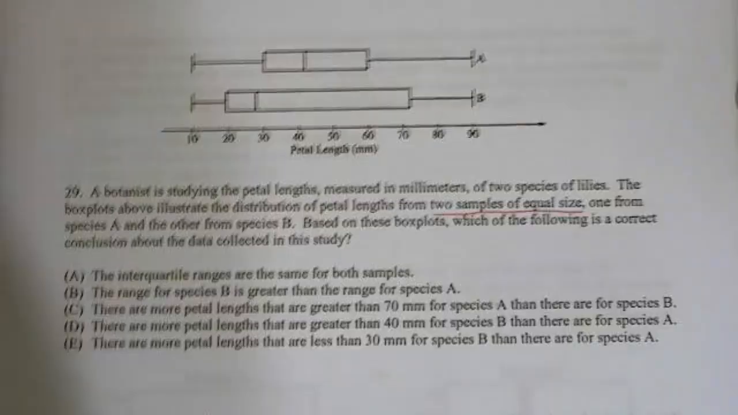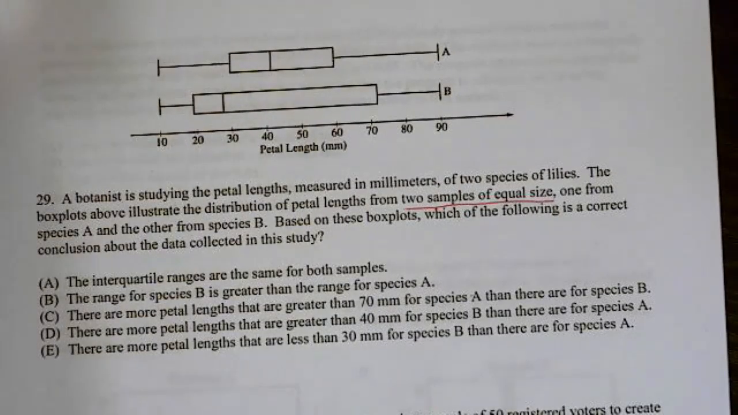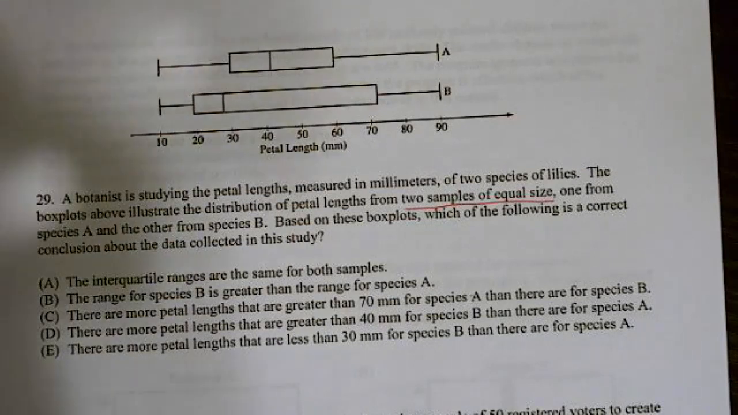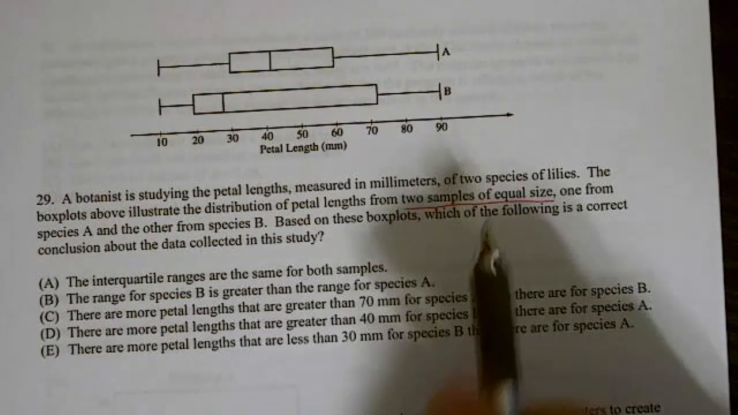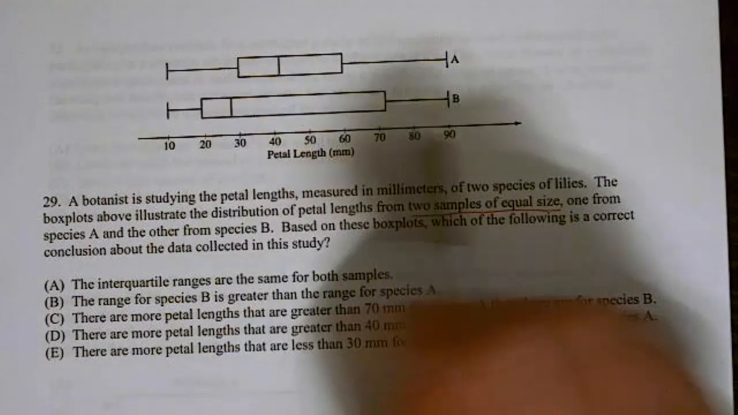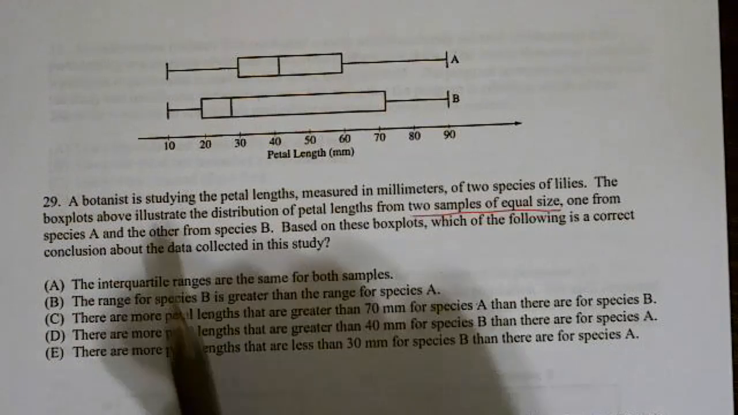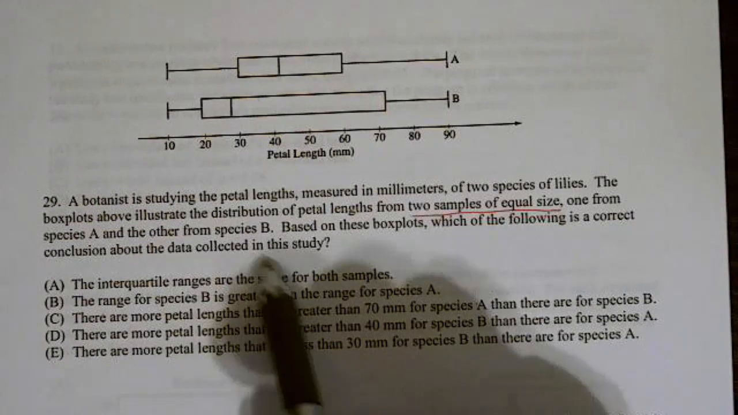Number 29. A botanist is studying the petal lengths, measured in millimeters, of two species of lilies. The box plots above illustrate the distribution of petal lengths from two samples of equal size, one from species A and the other from species B. So our sample sizes are the same. That's important. That means there are just as many here as there are in this one. Based on these box plots, which of the following is a correct conclusion about the data in the study?